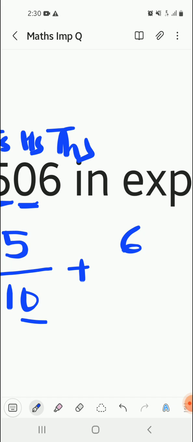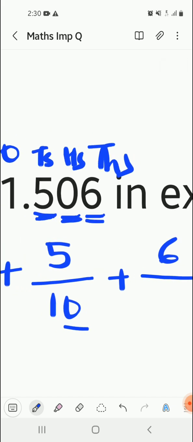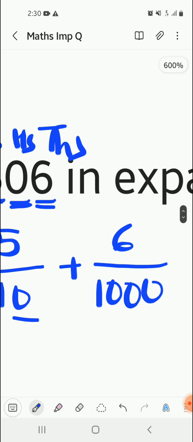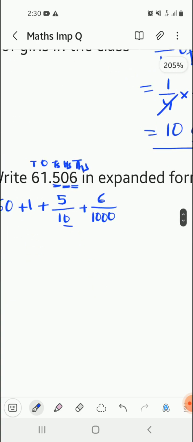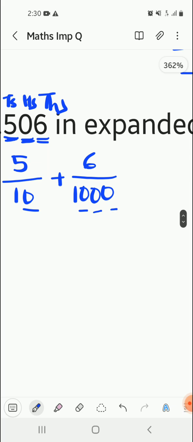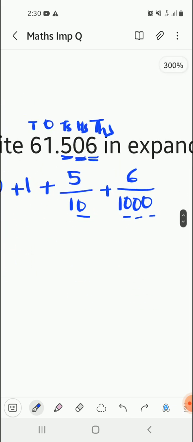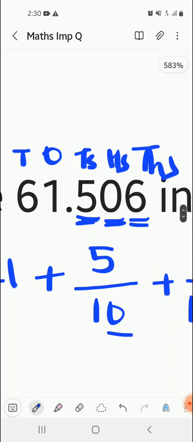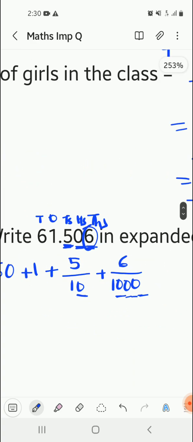And plus 6 is in the third place. You can see 1, 2, 3. That's why there will be 3 zeros. So this becomes my answer. Always remember, the number of zeros depends upon the position of that particular digit after the decimal point. Like here, 5 is in the first decimal place, so 1 zero. And 6 is in the third decimal place, this is 1, 2, 3. That's why here there are 3 zeros.